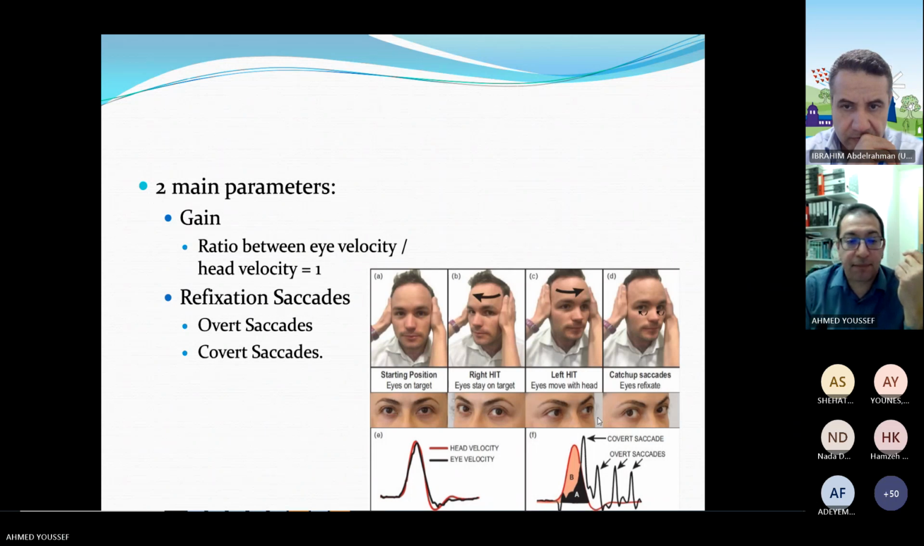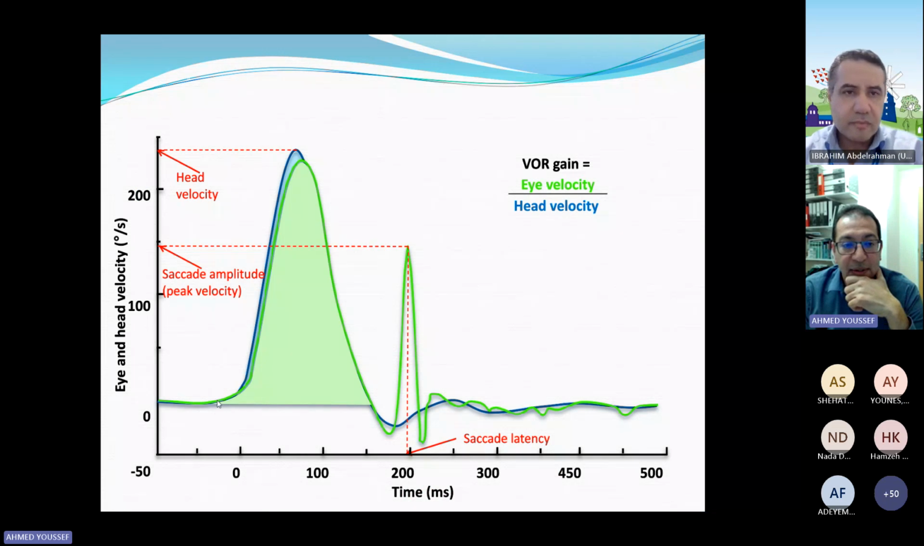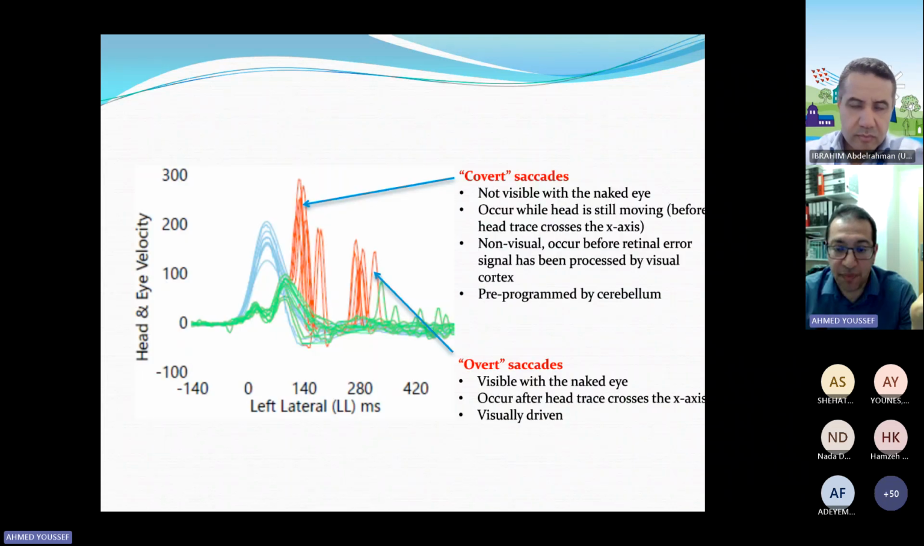Again, this is just a similar graph. The blue one is the head velocity, the green one is the eye velocity. And as you can see, the refixation saccade, the software can tell you exactly when it happened, what the latency is in milliseconds. And as we mentioned, the gain is measured by dividing the eye velocity over the head velocity, and ideally it should be 1. Again, similar picture here. So these are our covert saccades because they're happening while the head is still moving. And these are the overt saccades.